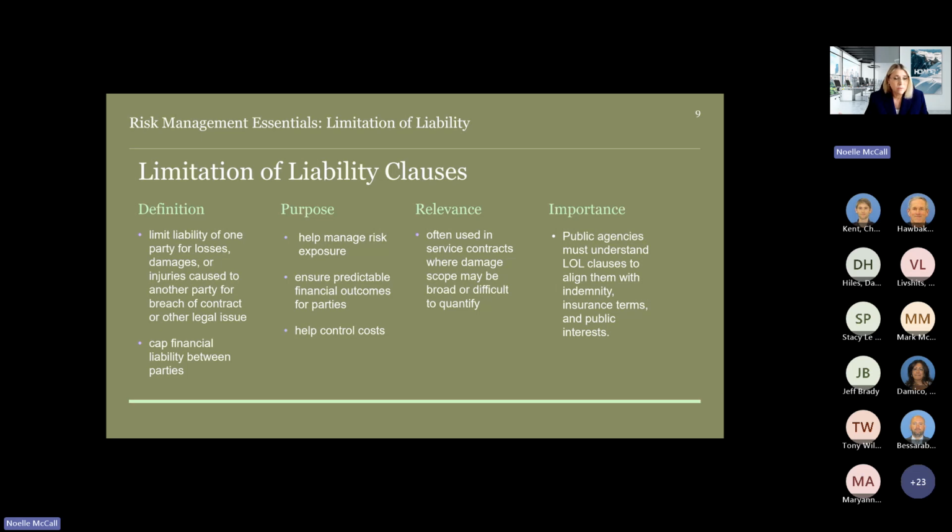Why are limitation of liability clauses relevant? Well, they're often used in service contracts where the damage of scope may be really broad or could be difficult to quantify. Why are these important? Public entities need to understand limitation of liability clauses and how they are used so they can best align them with indemnity and insurance terms and public interests.